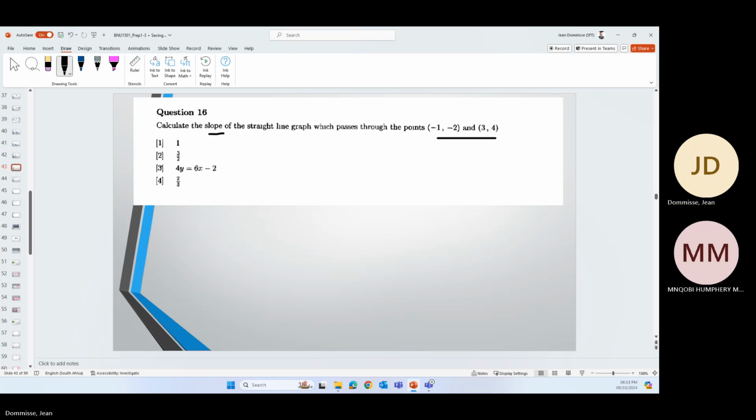Okay, so automatically I can eliminate option 3 because that's the whole formula. That's not the slope. The slope is the number that is in front of the x. So I could already say option 3 is a no-go. Okay, so let's see the slope. So the slope we can work out as the change in y over the change in x.